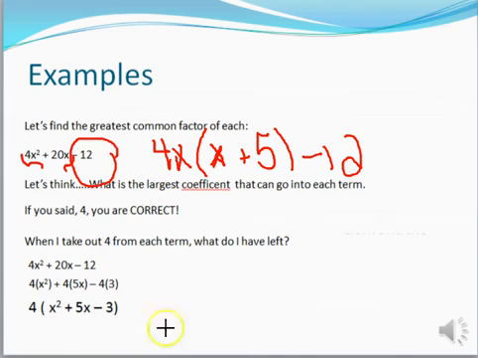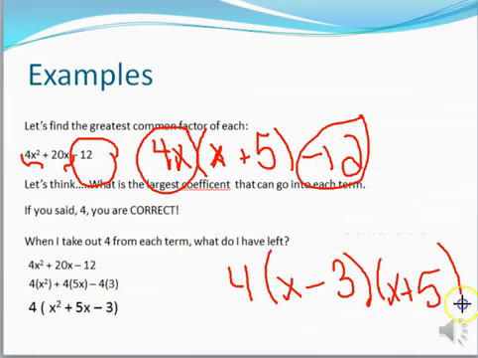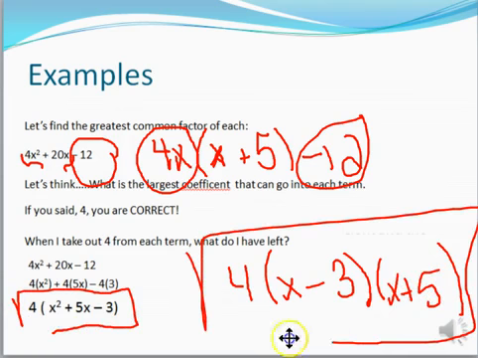Obviously, we still would have had another 4 to take out. At that point, we could have taken out 4 here. It would have been x minus 3, and then we would have kept that x plus 5. Both ways, it would have been the right answer. You could have done it this way, or you could have done it this way. Whichever one works. There are different ways of finding the GCF, and this is one of those ways. But let's go to the next example.